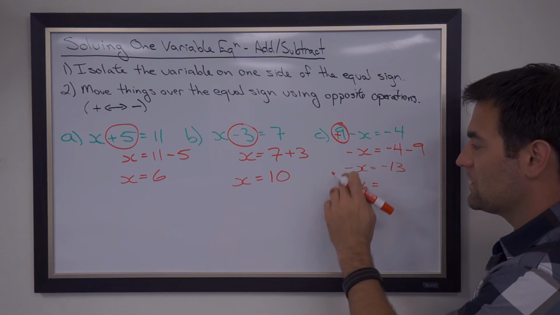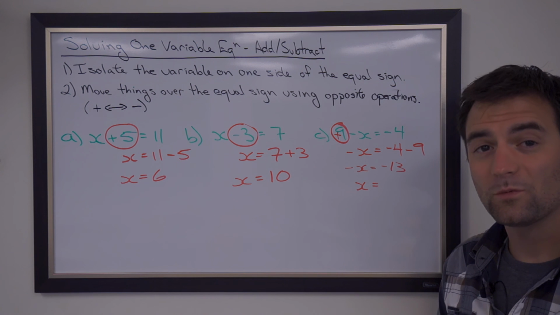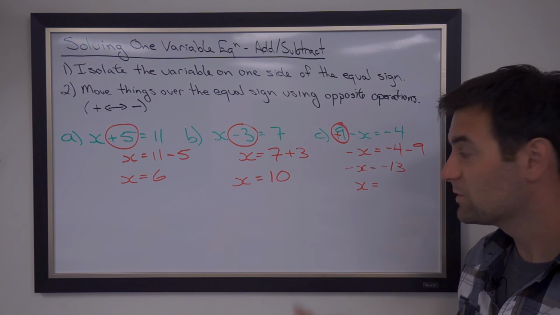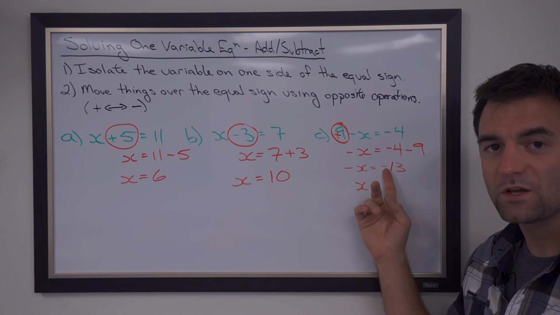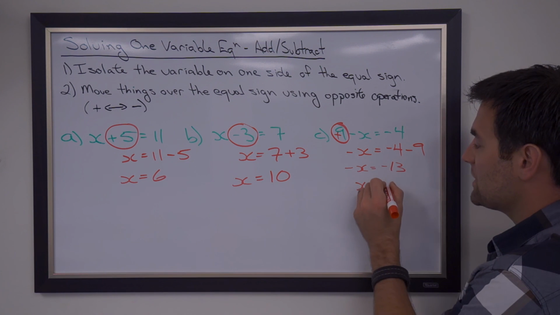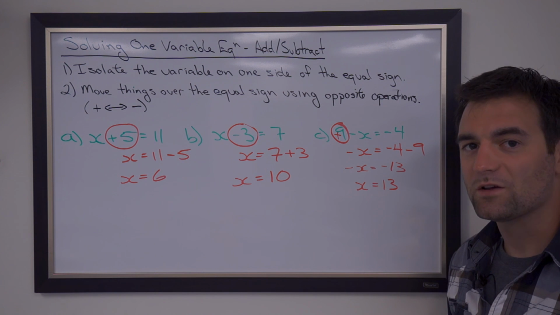So how do we get x? Well, we went from negative to positive here. We made it the opposite operation, so we went from negative to positive. So here, we'll do the same, and we'll change that to its opposite operation. We'll change that to a positive 13. So in this case, x is positive 13.